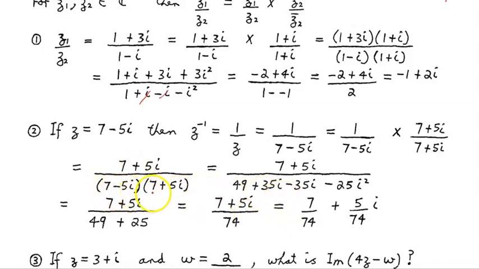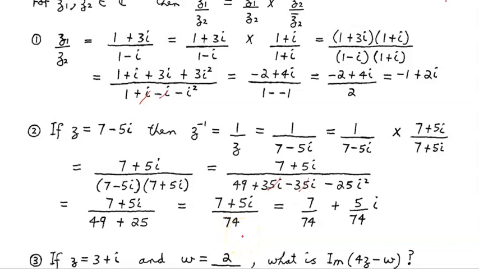Minus 5i times 7 is minus 35i, so of course they're going to go. And then we're going to have minus 5i times plus 5i, which is minus 25i squared. I squared is minus 1, so that's going to result in a plus 25 there. We're going to have 49 plus 25 in the denominator, 7 plus 5i in the numerator, and let's add those together. So we have 7 plus 5i in the numerator over 74.